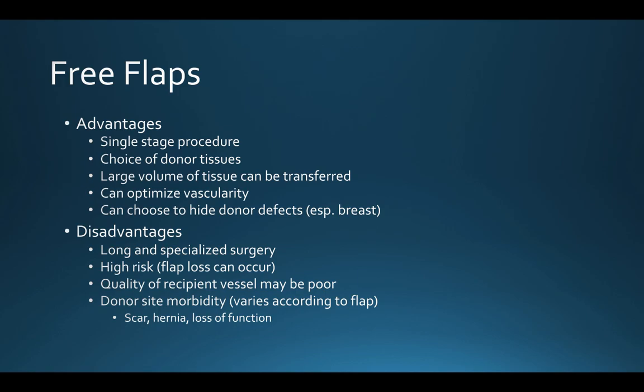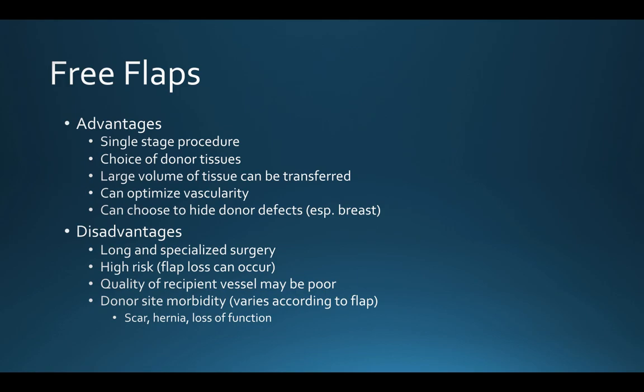TRAM flaps, if they're pedicled, are based off of the superior epigastric artery. However, they found that the inferior epigastric artery is the dominant blood supply to those areas. So if you make it a free flap, you can base it off of the inferior epigastric artery, which helps improve its blood supply.